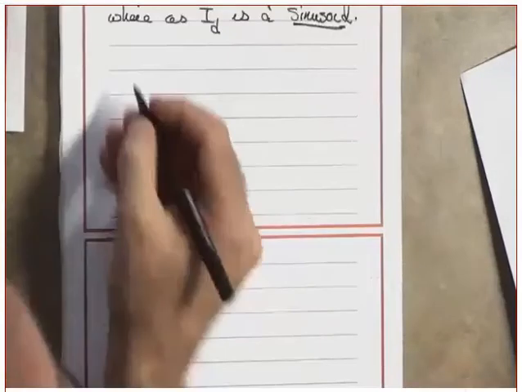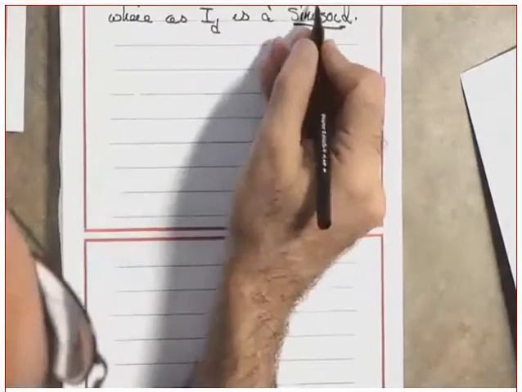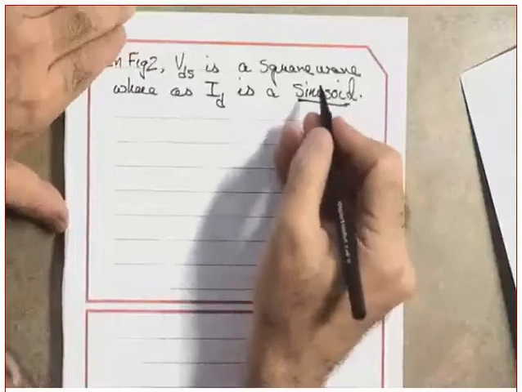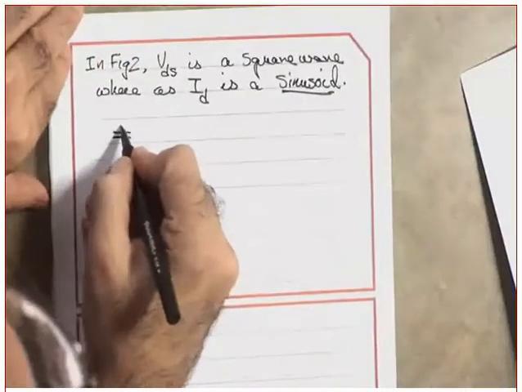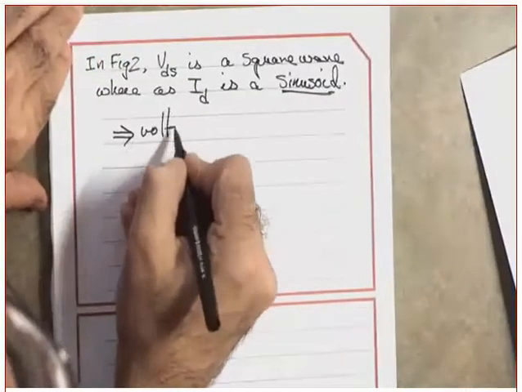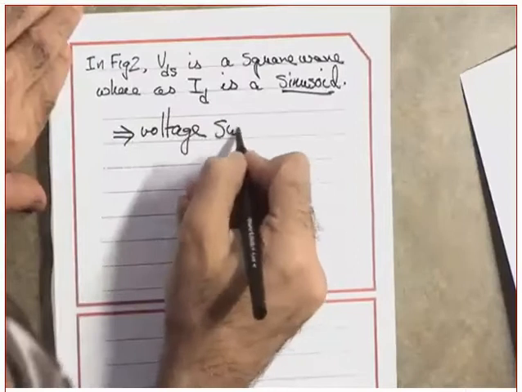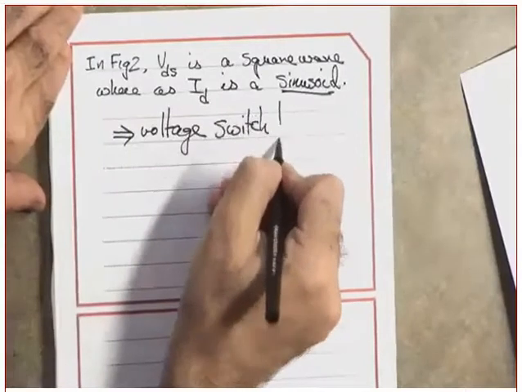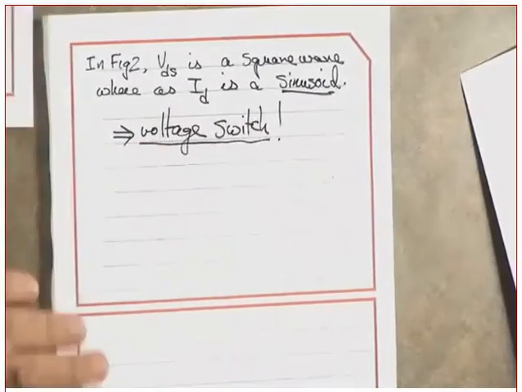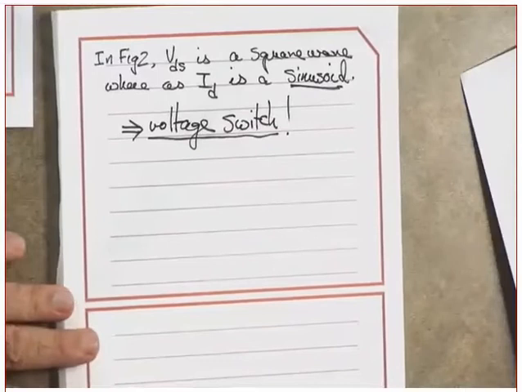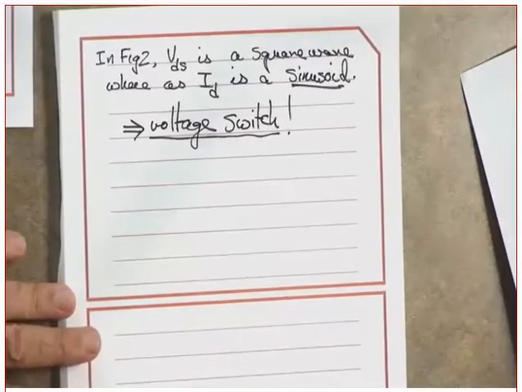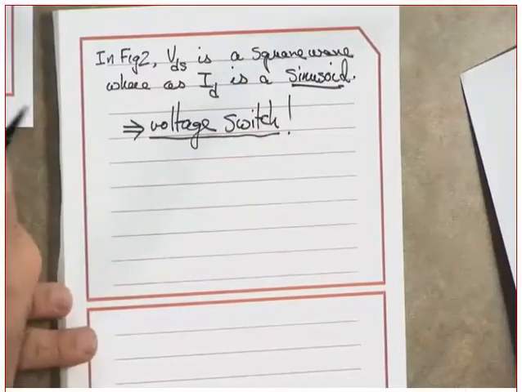So in figure two, VDS is a square wave, whereas the current is sinusoidal. Clear? Got it. It took us too long for this. It is unacceptable. It's straightforward. Yes, figure two.